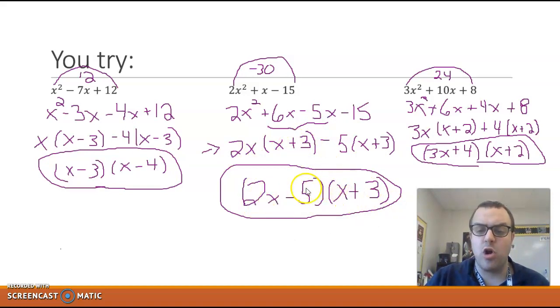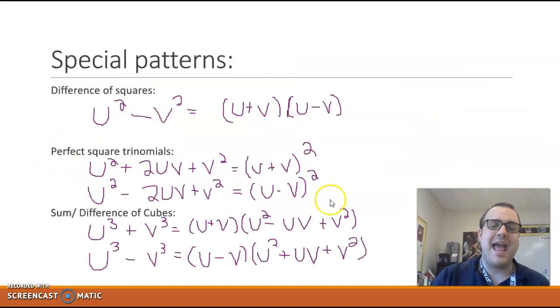You might be in a different order. If you have x plus 3 times 2x minus 5, that means the same thing. It doesn't matter the order that you write those in, all right? Okay, now our special patterns.